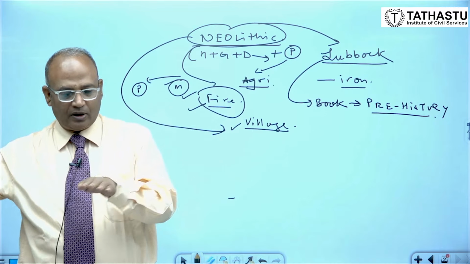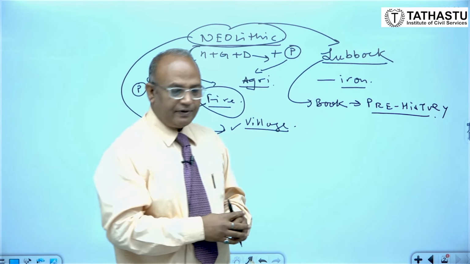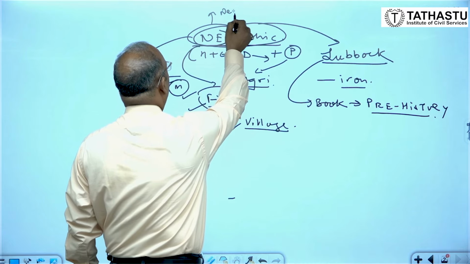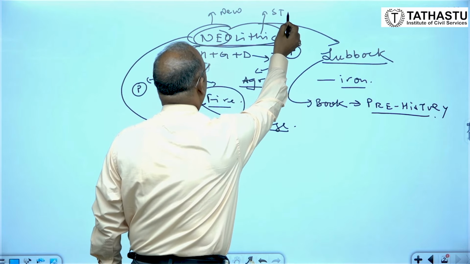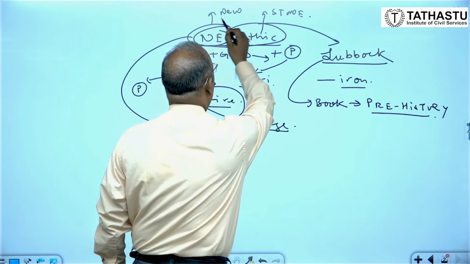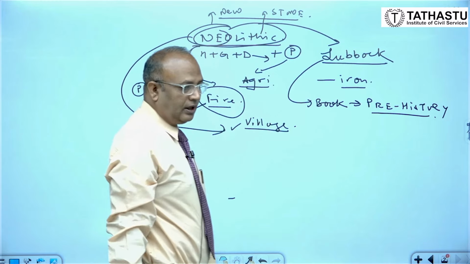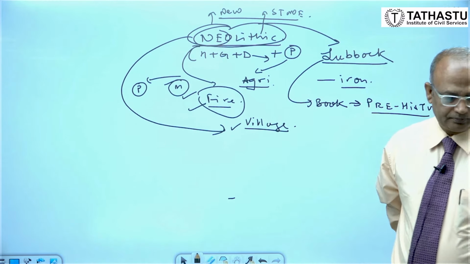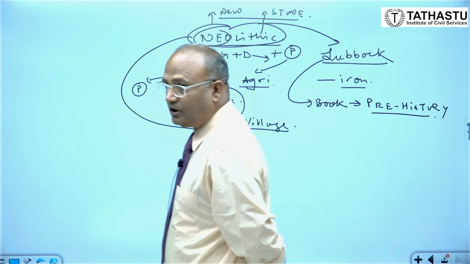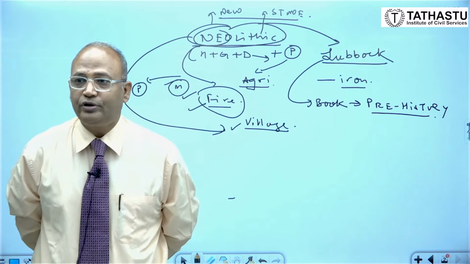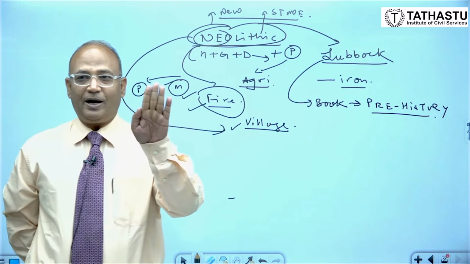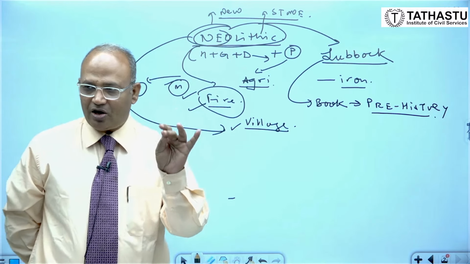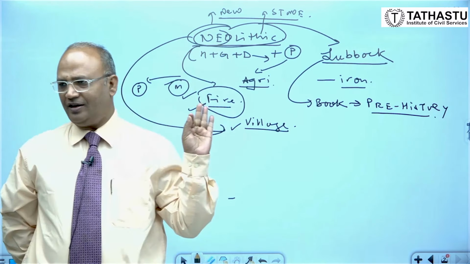Right? Write down. Firstly, write down. Neo means new. Lithic means stone. New Stone Age. Still we are using stone, but there is a revolution. Still today we are using mobiles, but see the features of the mobile. Yes or no? Our money is there. We can talk. Every feature is there.